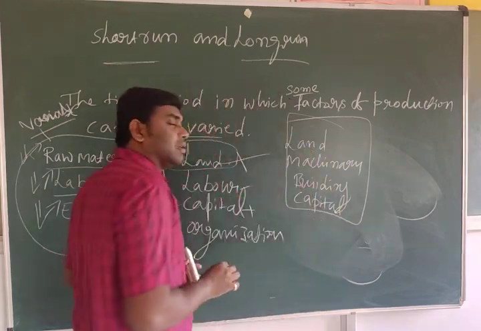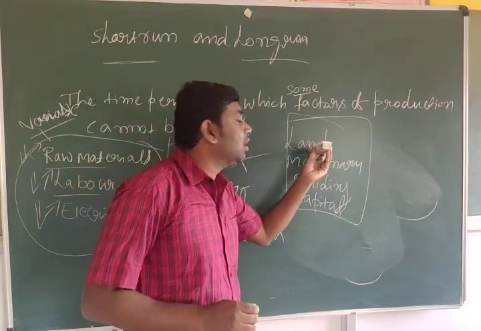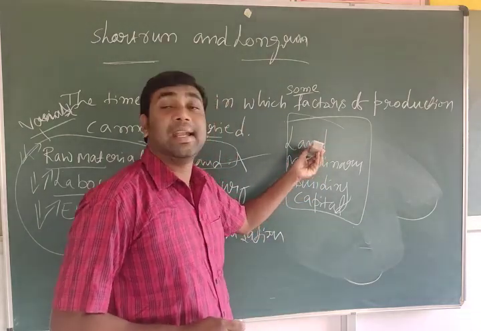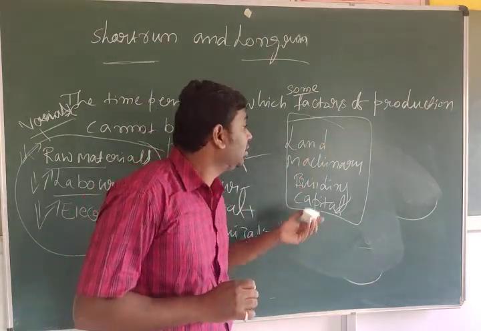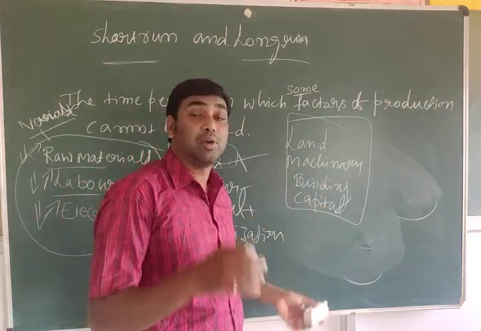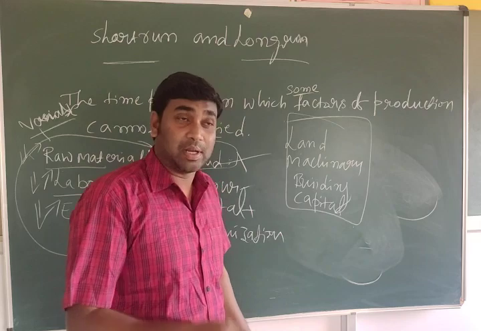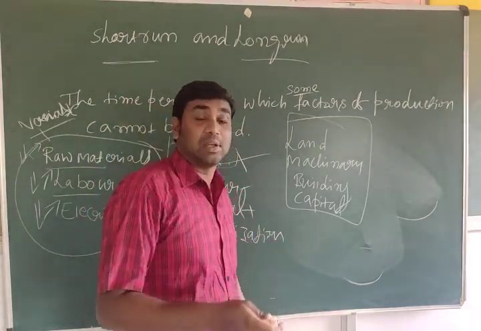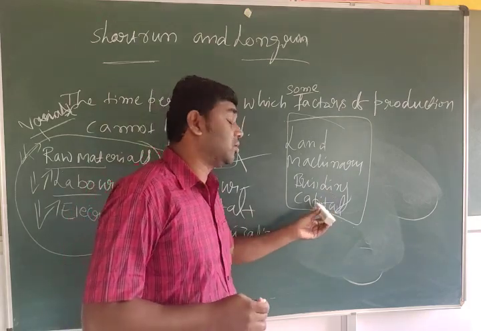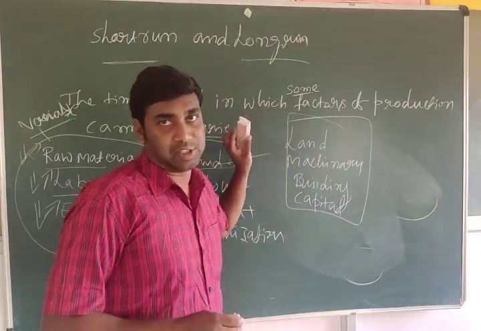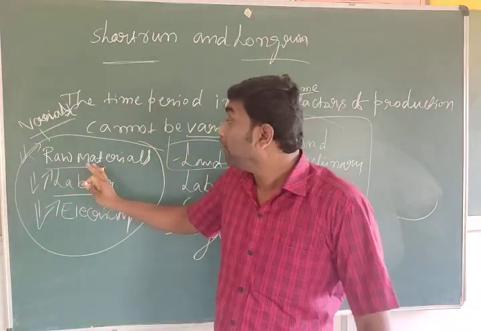See, within a short time, it is not possible to purchase more land, or to shift it, because land is immobile. Even it is not possible to change the machinery. They are all fixed factors. Even a building is not possible to demolish as soon as possible, and it is not possible to build one as soon as possible. So in the short run, we cannot change these factors of production, but we can change only variable factors.